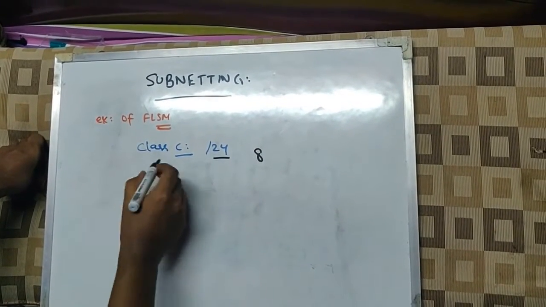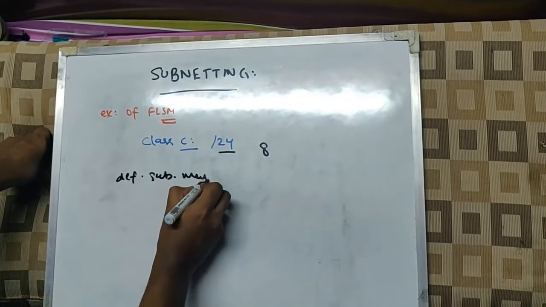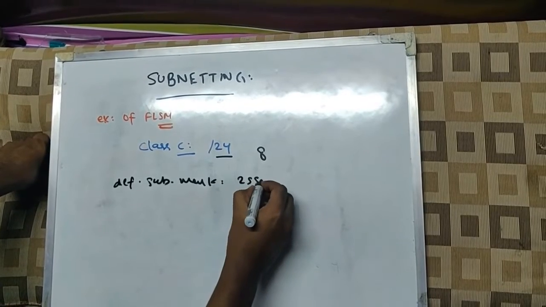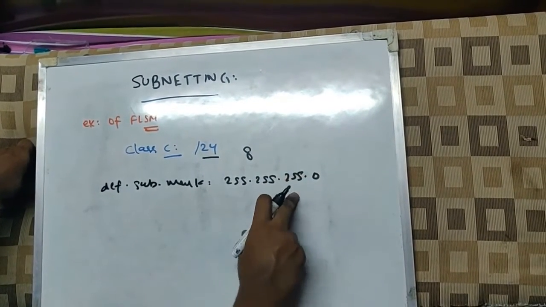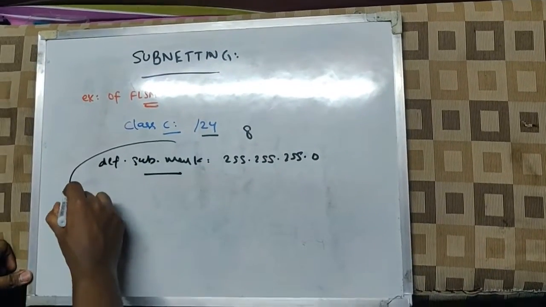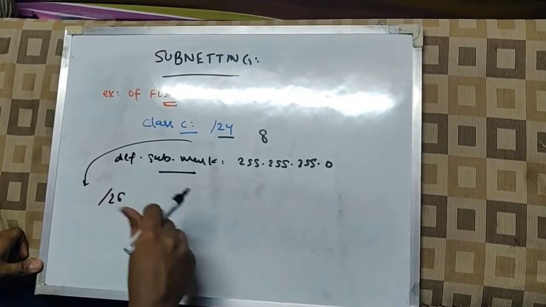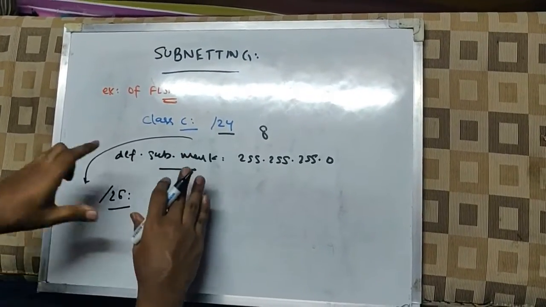So the default subnet mask is nothing but 255.255.255.0, that is 8 into 3, 24, and the remaining 8. Now let's suppose I want to change this into a /26 configuration. Now it won't be the same as this, so everything will change, right?